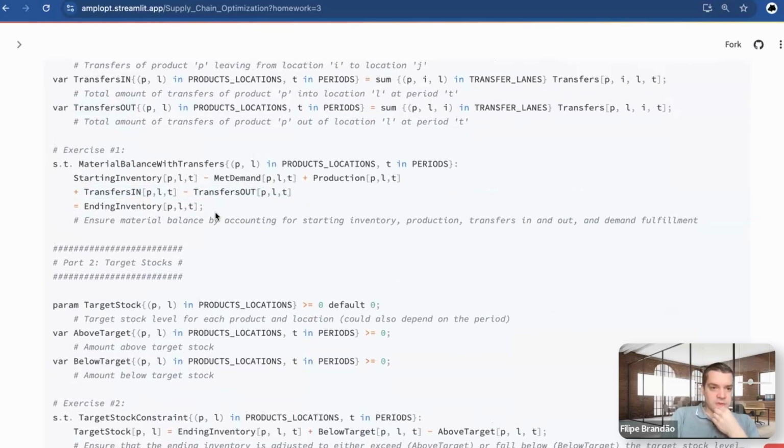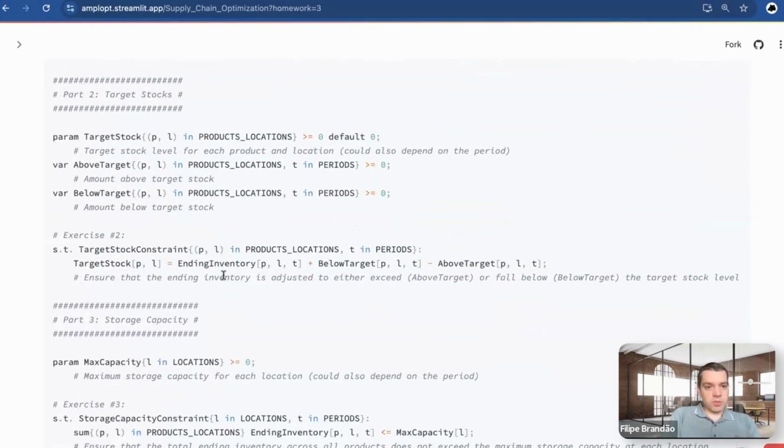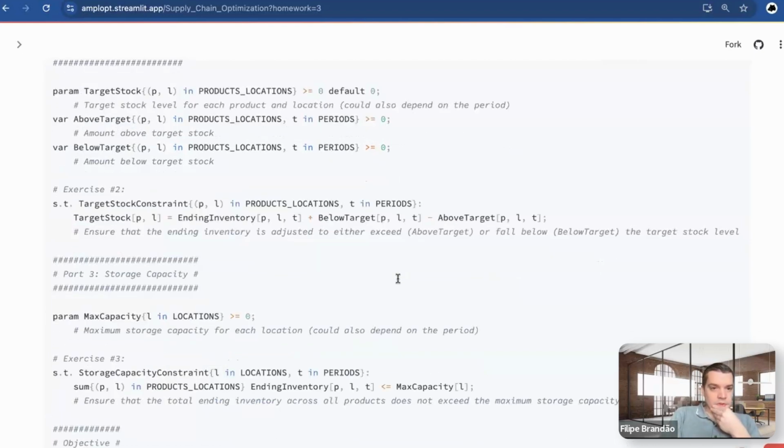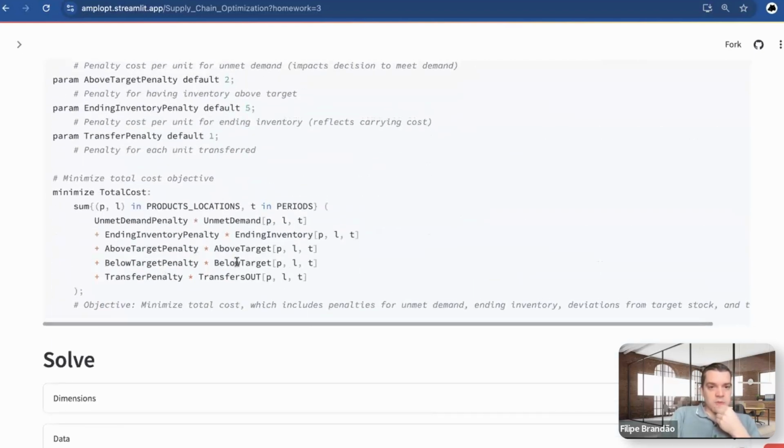And this is exercise 1. Then exercise 2, the target stocks. So this is input data. You decide how much you want the target stock to be. It needs to be equal to ending inventory plus these two auxiliary variables that allow you to be above or below the target stock. So the two strictly positive variables. And then they are going to be penalized in the objective. So I can scroll to the objective just to show. Here we have a penalty for the amount being above target and another penalty for the amount below the target.